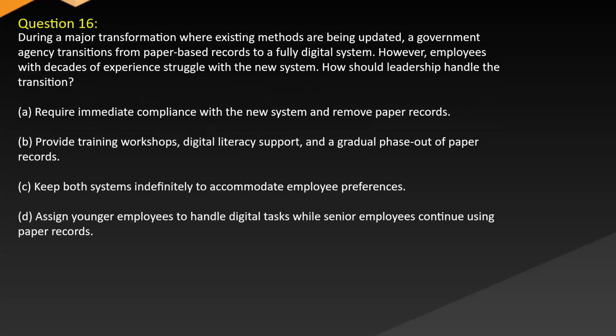Question 16. During a major transformation where existing methods are being updated, the government agency transitions from paper-based records to a fully digital system. However, employees with decades of experience struggle with the new system. How should leadership handle the transition? A. Require immediate compliance with the new system and remove paper records. B. Provide training workshops, digital literacy support, and a gradual phase-out of paper records. C. Keep both systems indefinitely to accommodate employee preferences. D. Assign younger employees to handle digital tasks while senior employees continue using paper records.